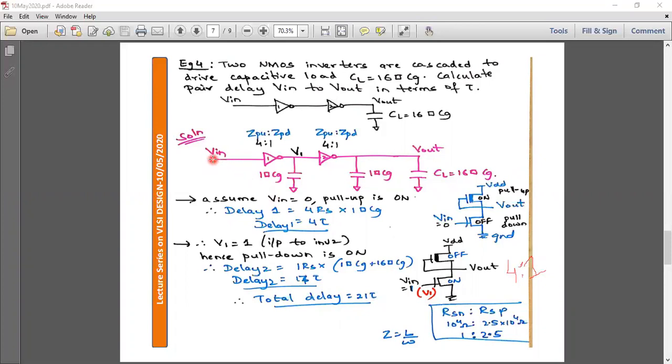So depending on the V in value, for inverter 1, if pull up is on, consider the pull up ratio. If pull down is on, consider the pull down ratio. Multiply the capacitance value with the resistance value. Resistance depends on whether it is NMOS or PMOS. So if pull up is on, consider the pull up ratio, multiply with the resistance of the pull up device into capacitance, and that will give you the delay.